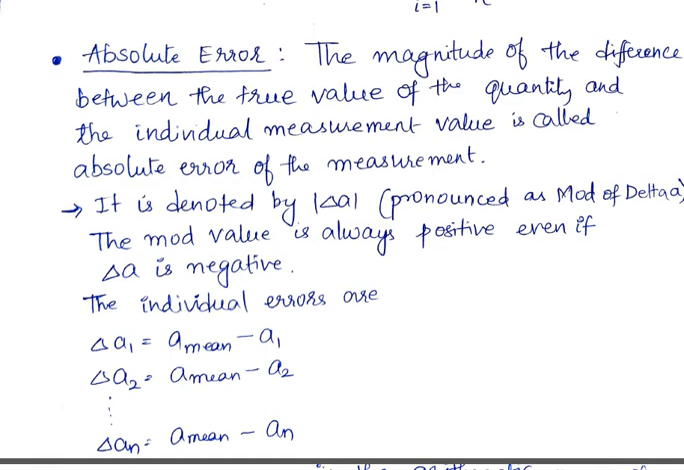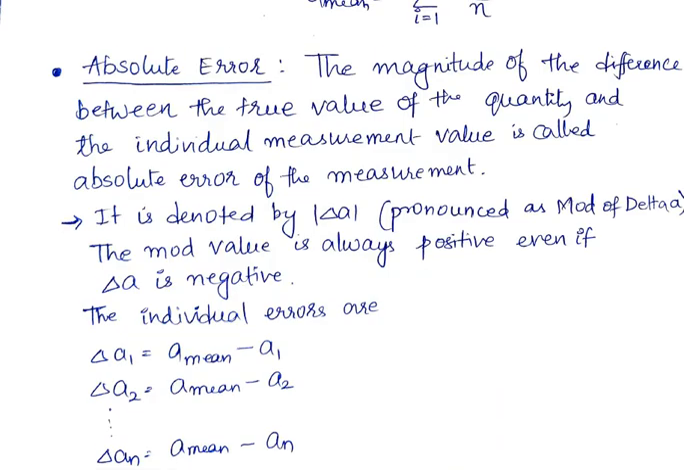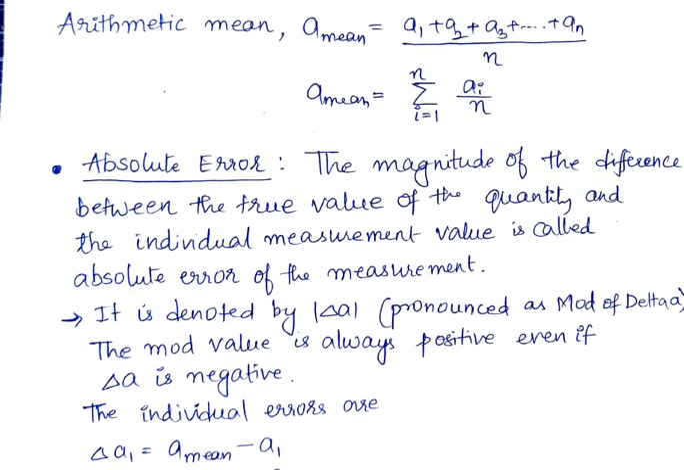Next, coming to absolute error. What is the absolute error? The magnitude of the difference between the true value of the quantity and the individual measured value is called the absolute error of the measurement. So the difference between what? The true value is the arithmetic mean, the average we have found, and the difference between the true value and each individual measured quantity a1, a2, a3.